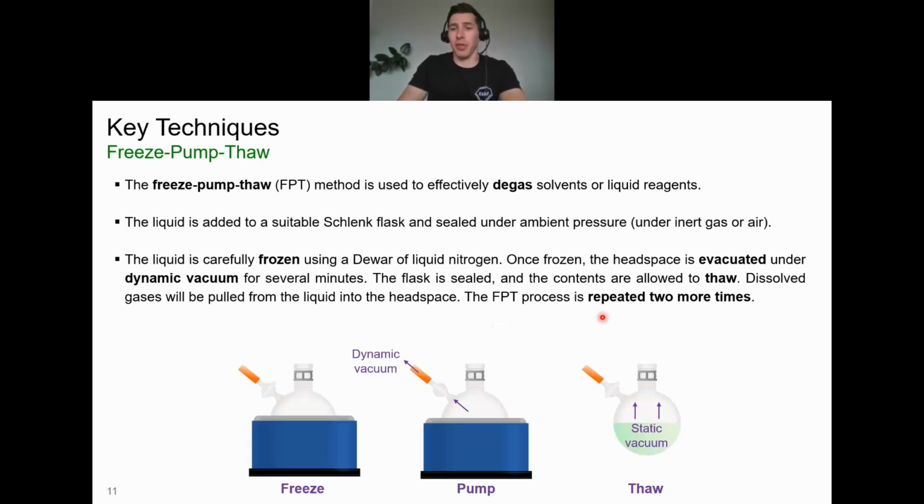During this process, any dissolved gases that are in the liquid will be pulled from the liquid into the headspace, and we'll repeat this process two more times to, again, get rid of all of the trapped gas.